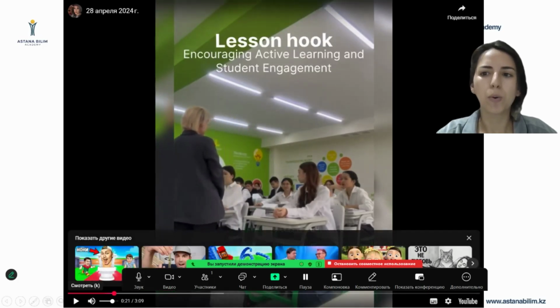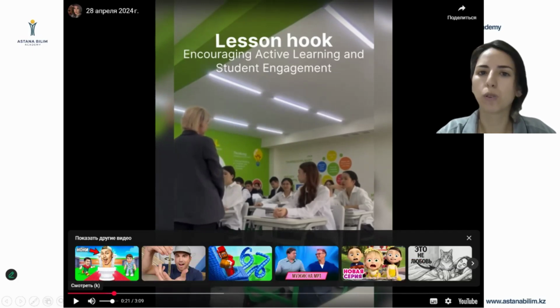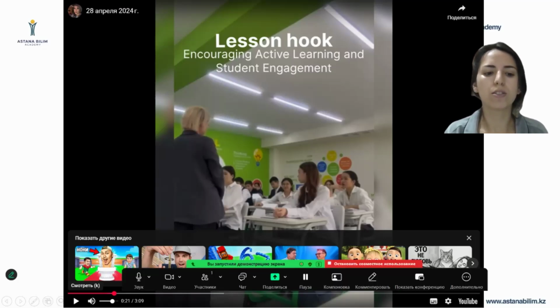So what is the teacher doing? Yes, she is using a hook. Do you think this is the beginning or the end of the lesson or the middle of the lesson? Yes, of course, this is the beginning of the lesson. So the teacher starts the lesson with a lesson hook. What is a hook? Yes, a famous singer. So students are engaged. Students are interested in it.